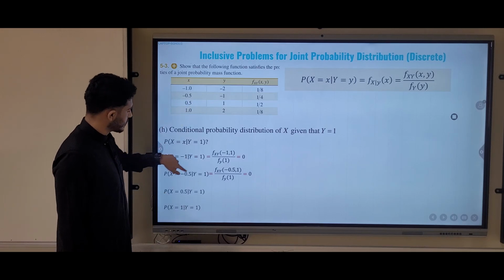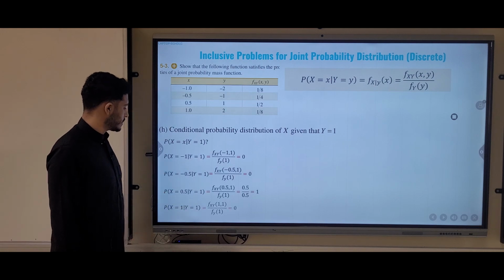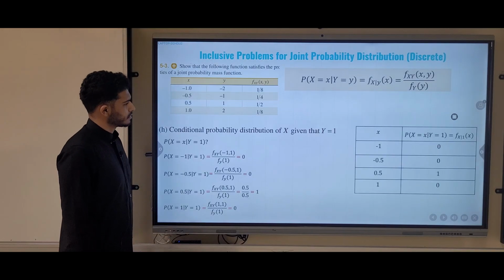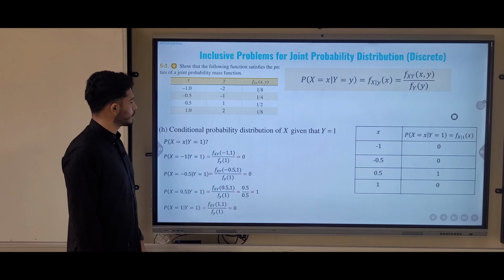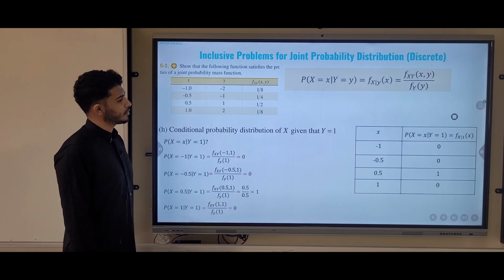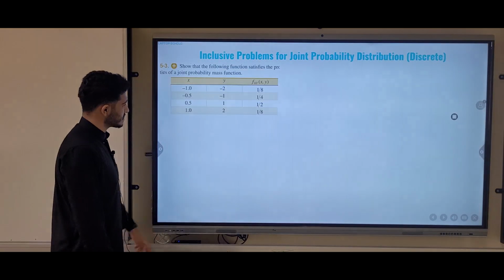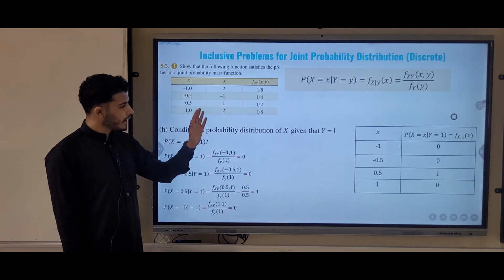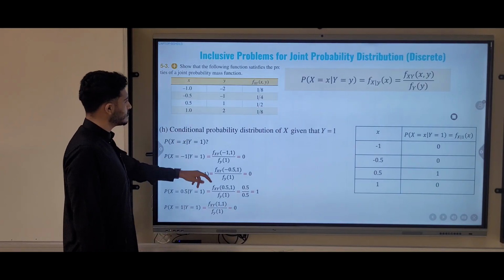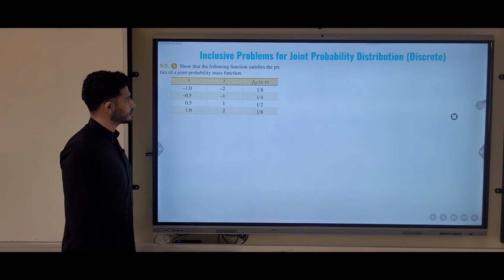0.5 and 1 is the one that has a probability. So this one is going to be 1, and the last one is going to be 0. Looks very trivial. And this is the table for the conditional probability distribution of capital X given that y equals 1. Makes sense. Actually, it makes so much sense. If y equals 1, then you know for sure that x should equal 0.5. You don't need all of this to be done, but you know, just to get you using your hands and solving.